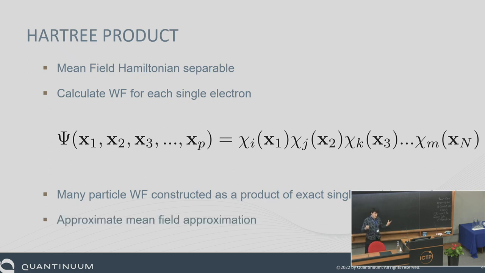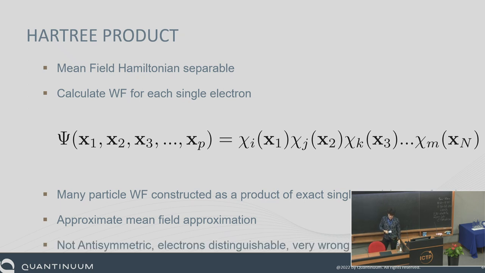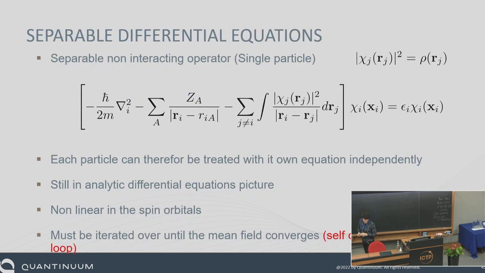And because the mean field operator is still a one electron operator because we've integrated over all space out the distance, we can use this. But it's not anti-symmetric, and electrons are indistinguishable. So there's a lot wrong with it, but I'm just trying to show you the motivation. So it turns out that when you have the density, it is solvable.